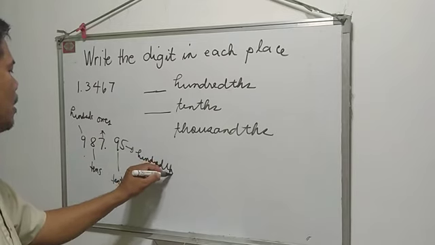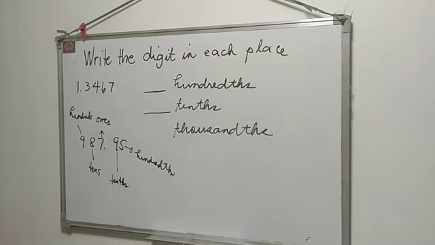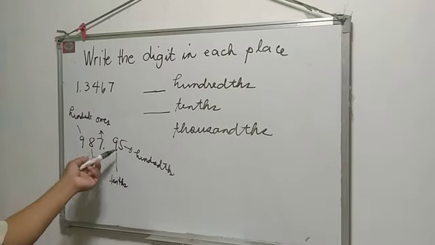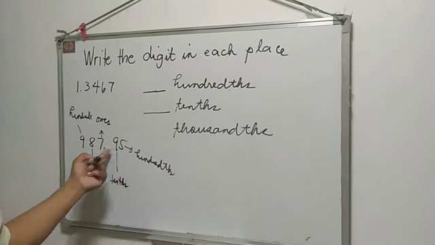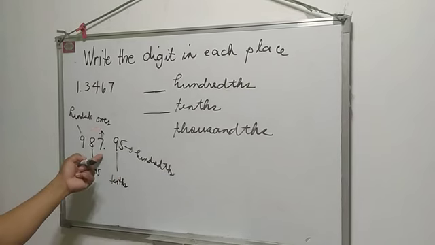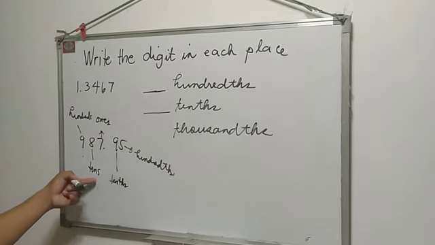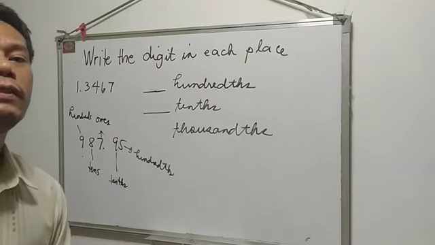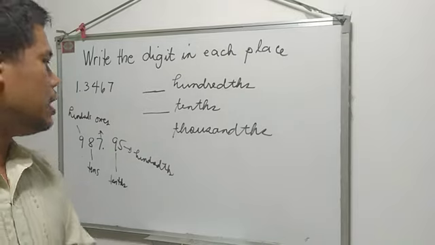So, this is now the answer for number 2. So, the place value of each digit is 5 is hundredths, 9 is tenths, 7 is ones, 8 is tens, and 9 is hundreds. Now, give the value of each digit.